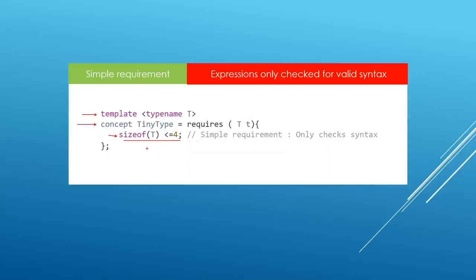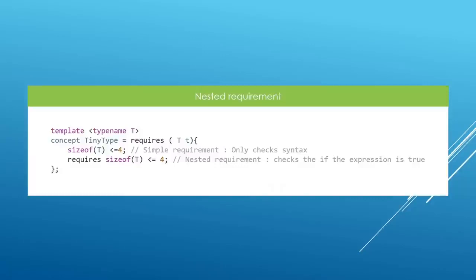So now you must be asking, how can I enforce for the value of this expression to be true using concepts? Well, for that, you will have to use nested requirements. And a nested requirement is going to have another requires keyword inserted in front of it. Now, if you use the syntax like this, this is going to check that sizeof(T) is actually less than 4. If it's not less than 4, this is going to return false here, and the concept is going to fail.